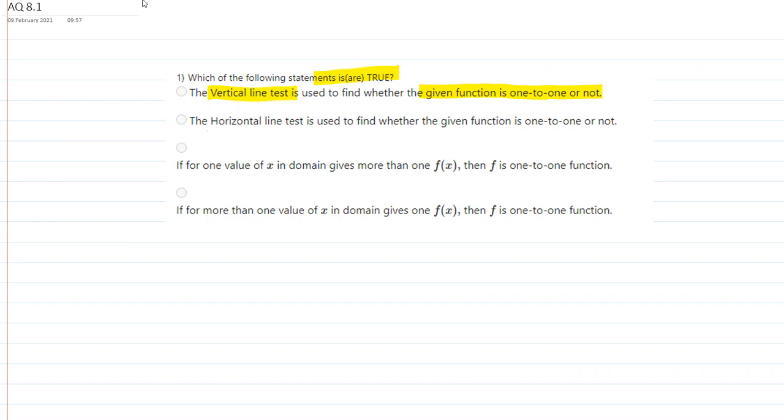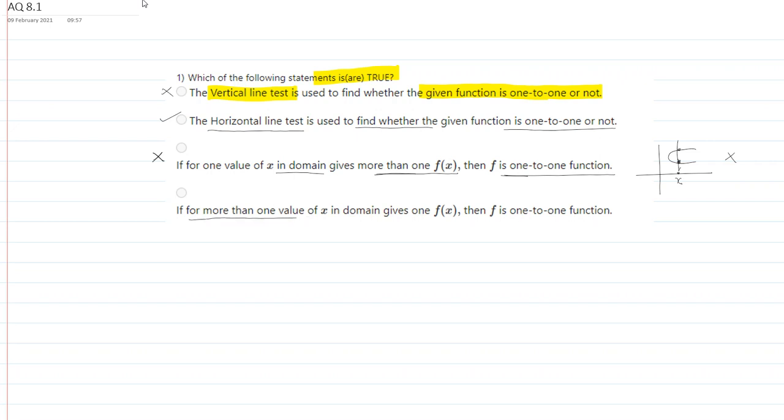The horizontal line test is used to find whether the given function is a one-to-one function or not. This is correct. If for one value of x in the domain gives more than one f(x), then it is one-to-one function. This is wrong basically. For one value of x, there are two values of f(x), then it fails the vertical line test and it ceases to be a function.